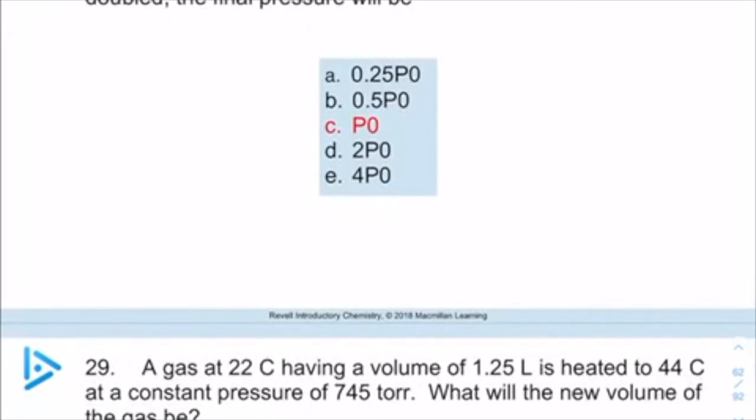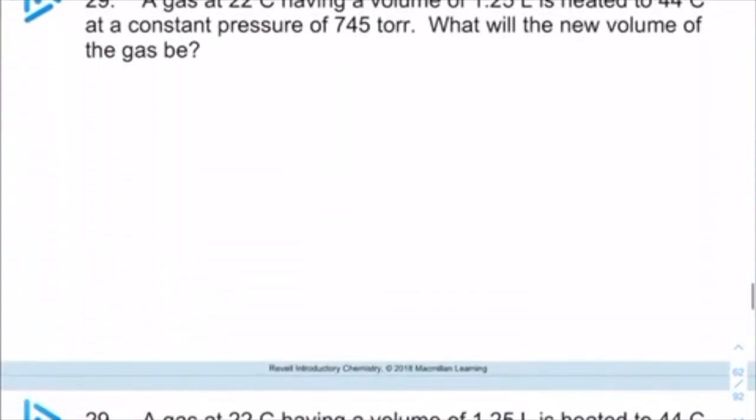Question 28, I skipped because I think that it is actually incorrect in some way, but I wanted to skip right over it because it really isn't anything terribly useful for you.